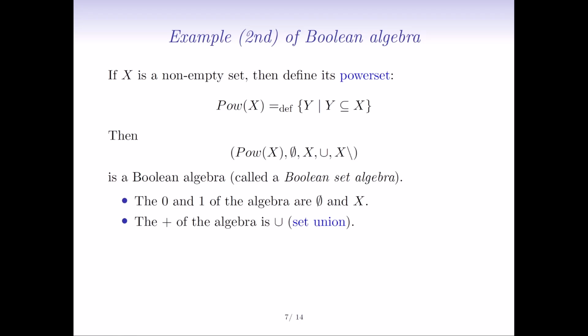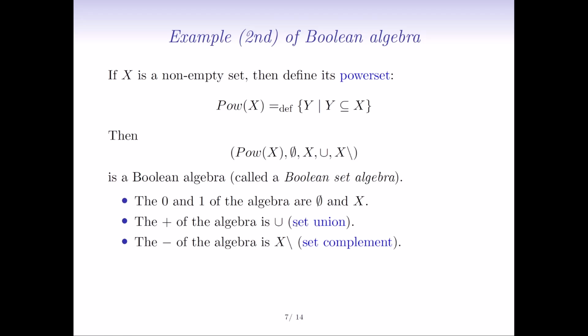So a plus b, remembering that a and b are both subsets of x, is the union of a and b. And then as for the minus of the algebra, minus a is going to be x minus a, so set complement. And if a is a subset of x, then so is x minus a. So that's an operation on the power set of x as well. And you can check that this definition also satisfies all the axioms of Boolean algebra.